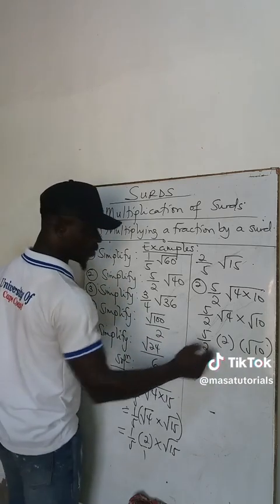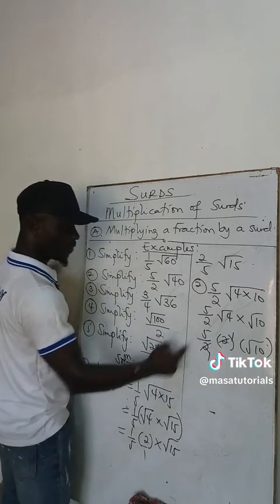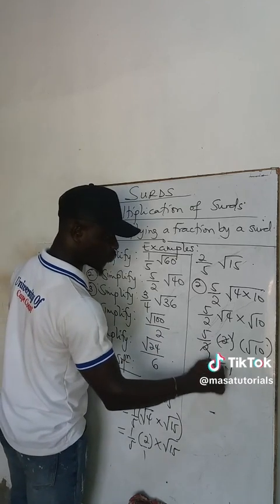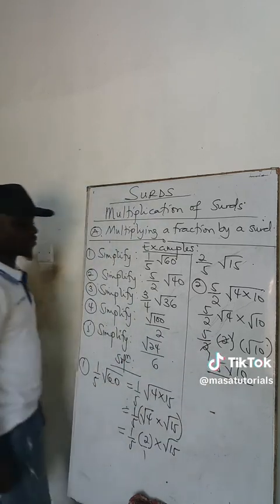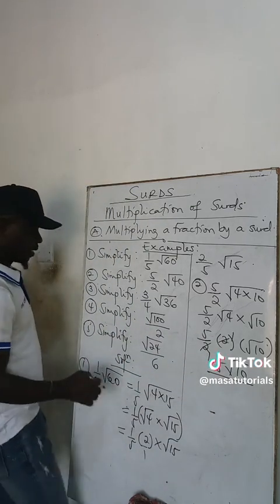So we can use this one to cancel. Right? 5 times 1 is 5. Then we drop square root of 10. So that's what we have. Let's see the third one.